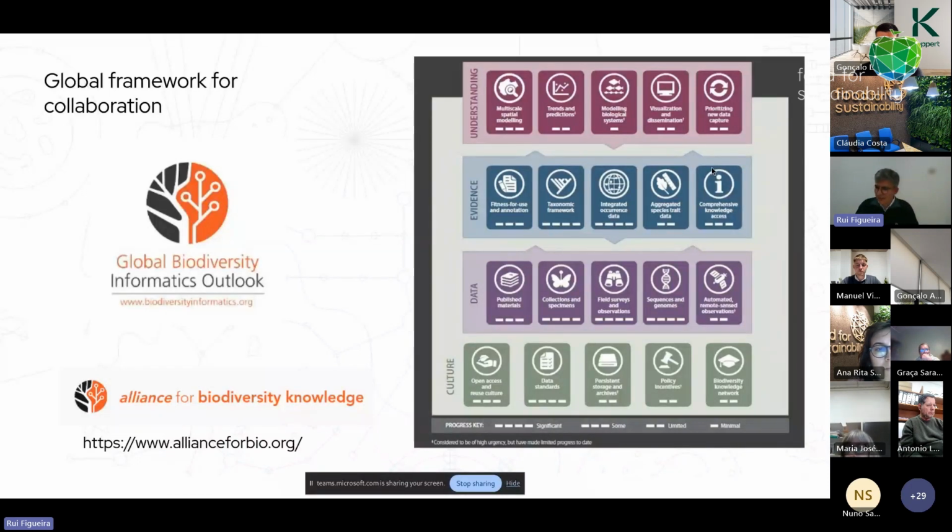So this is essentially what I was trying to present to you, this workflow from data to use. Thank you very much.